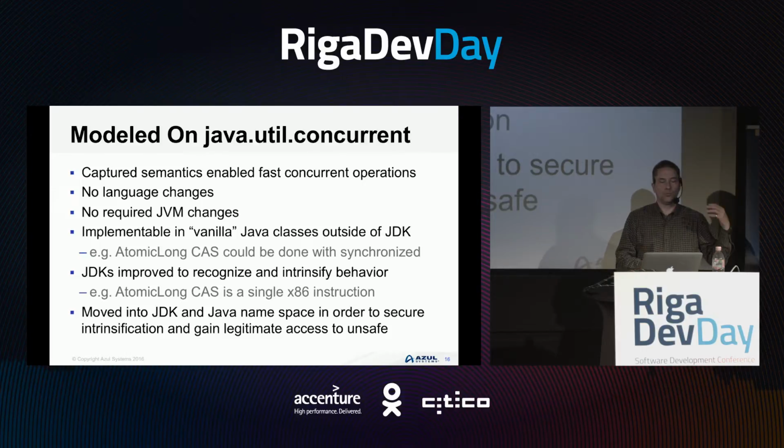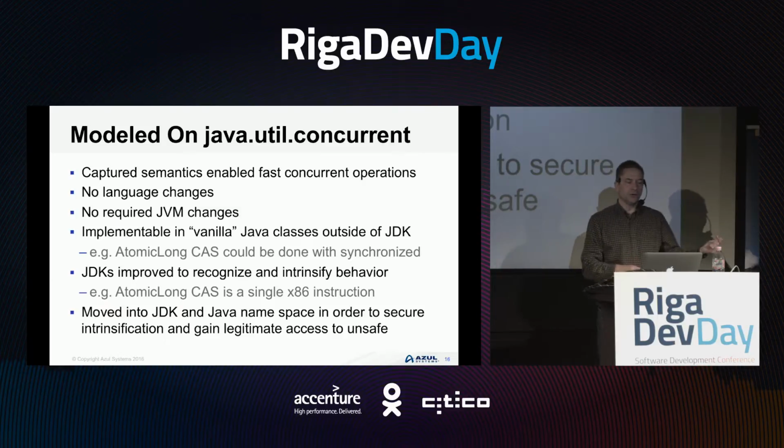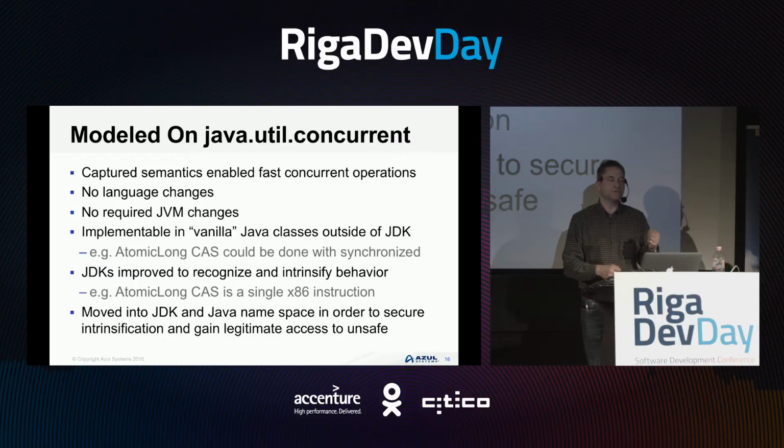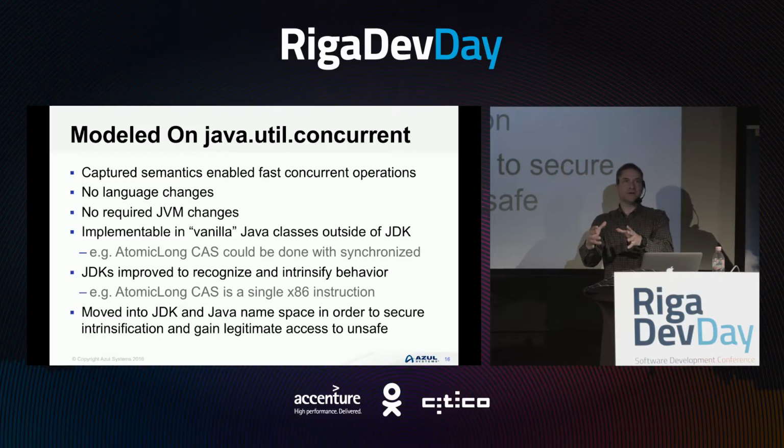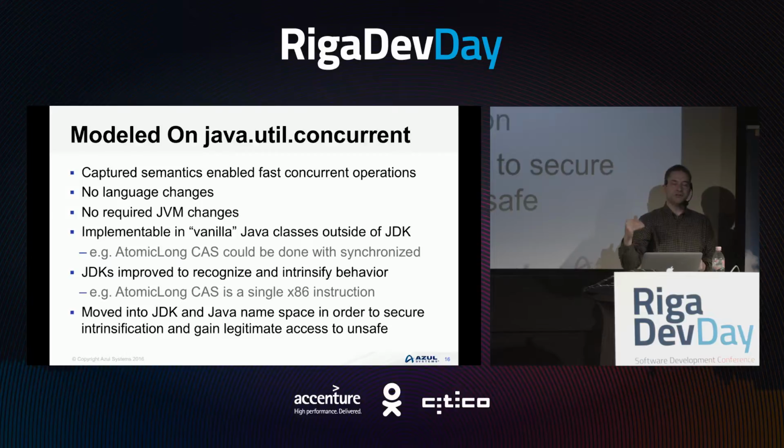So this is what's called intrinsifying the code. So it looks at something like an atomic long compare and set, and rather than doing it using synchronized blocks, synchronized methods, it actually uses the underlying x86 instruction set and does it as a single operation, much, much faster. So it's a way of starting off producing a set of code that works using just standard Java, no JVM changes, and then as it's absorbed into the standard class libraries, it can be optimized by the JVM because it knows what it's doing.